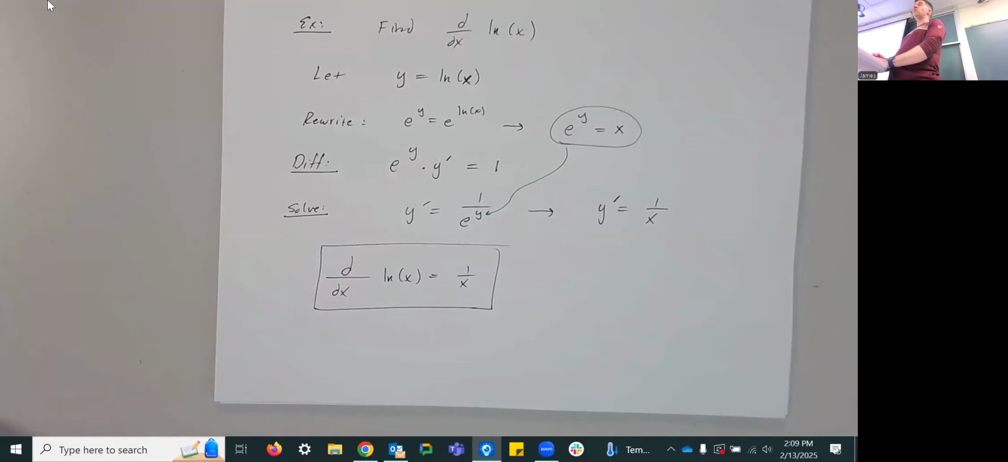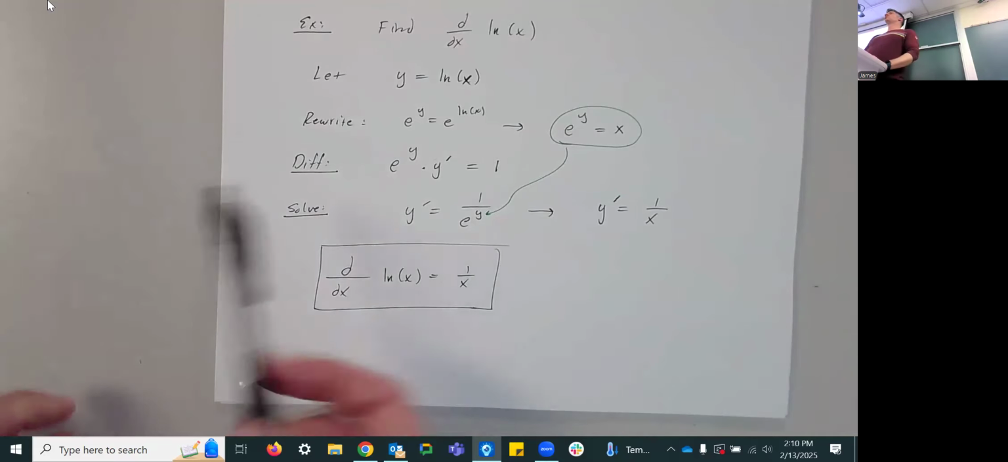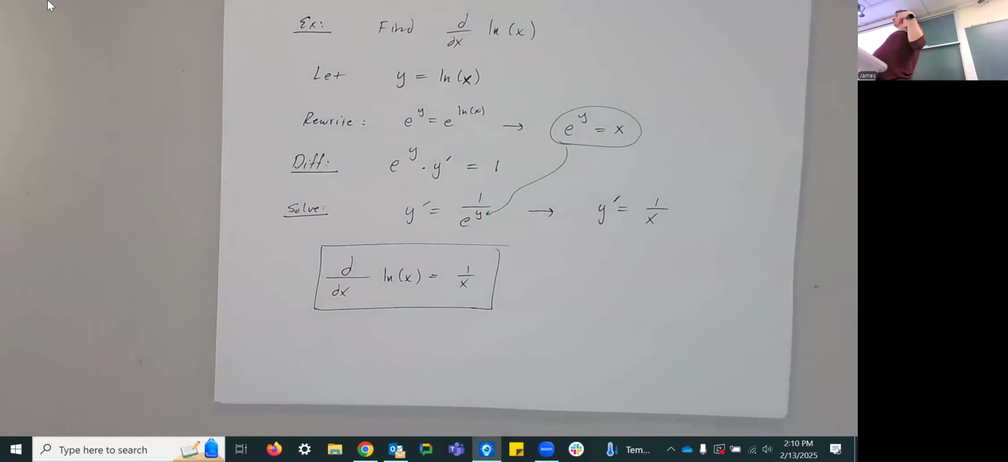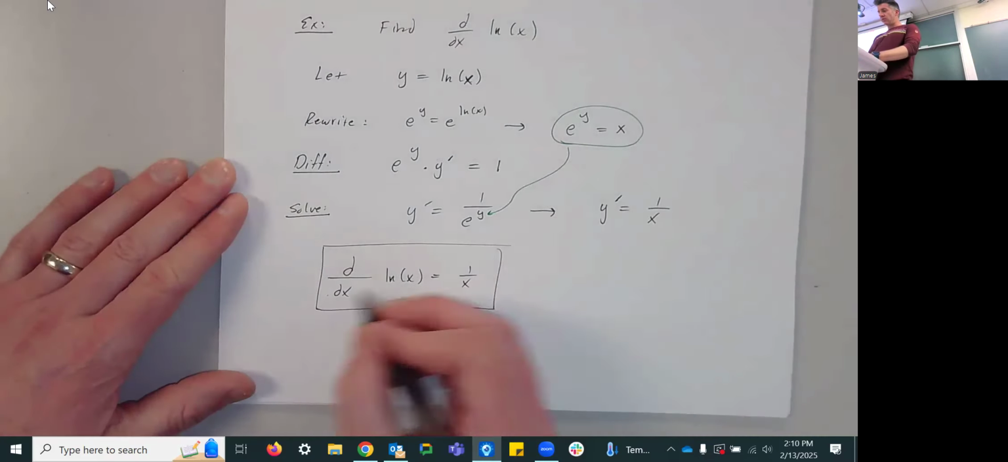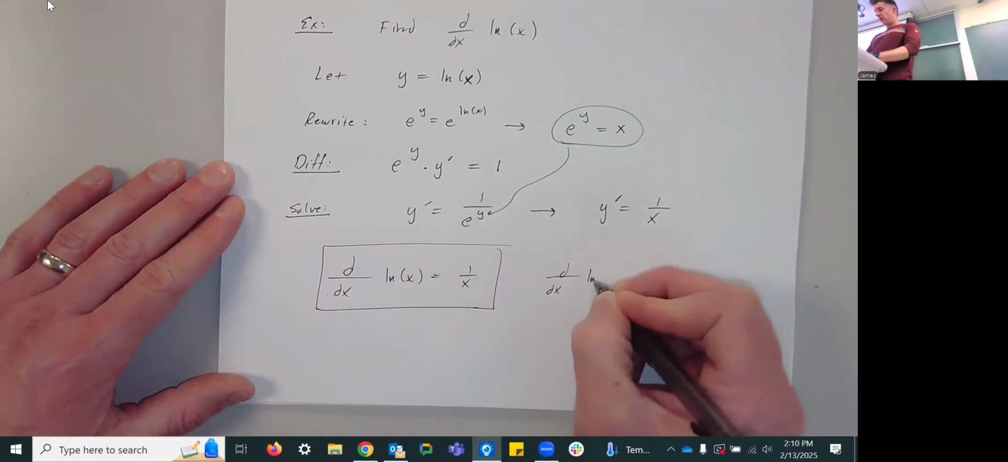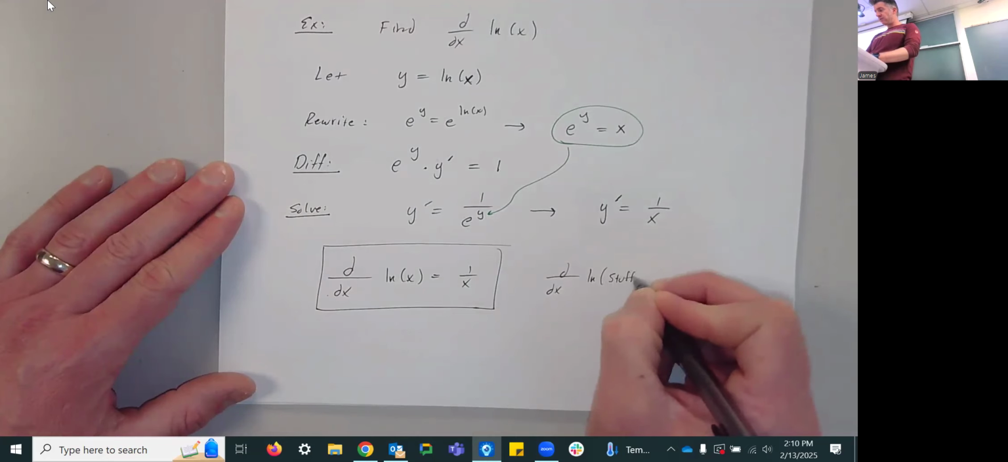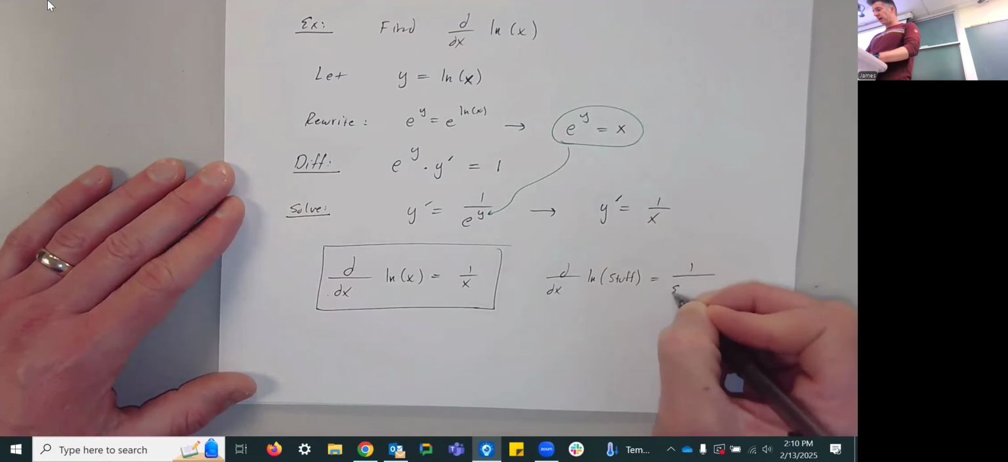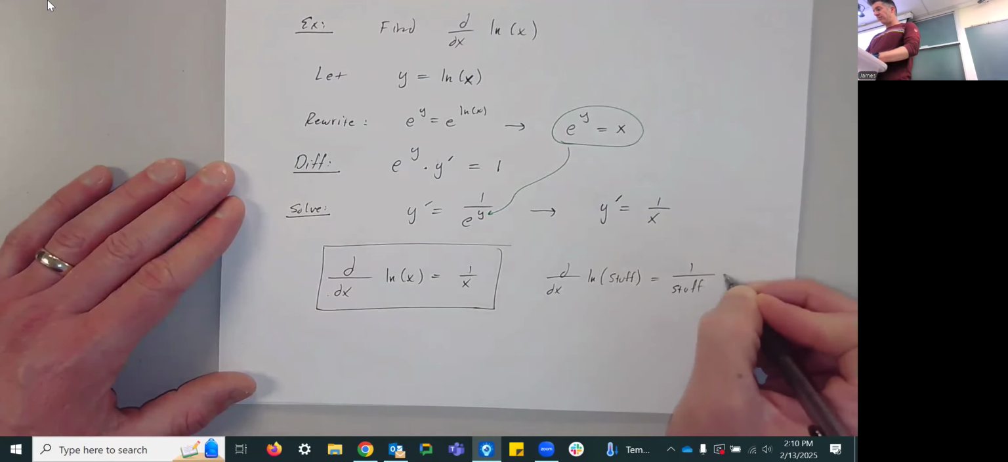And whenever you have a new derivative that you've learned, you immediately want to think about, okay, there's my new formula. What's the chain rule version of it? Well, the chain rule version is just replace x with some stuff. So I would just say, great, the derivative of the natural log of x is 1 over x. The derivative of the natural log of some stuff is going to be 1 over that stuff. And then what do we have to multiply by?